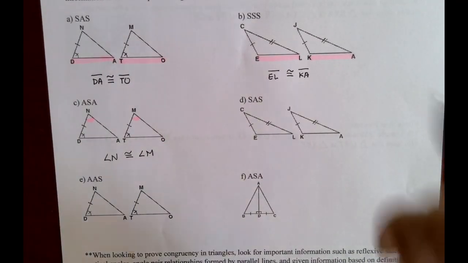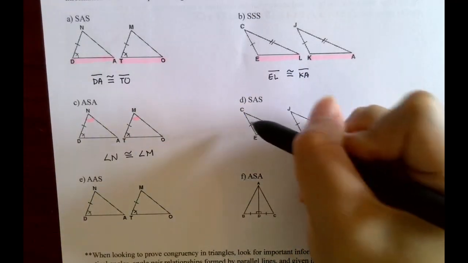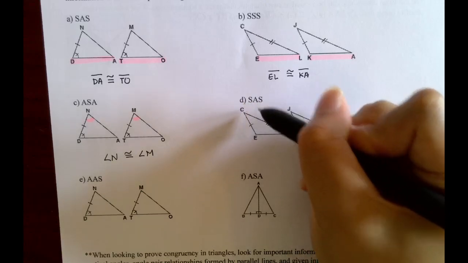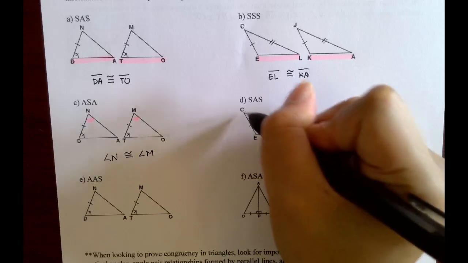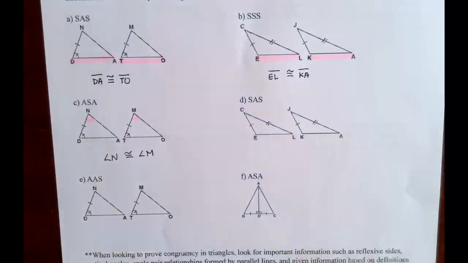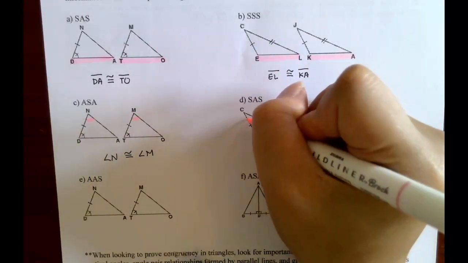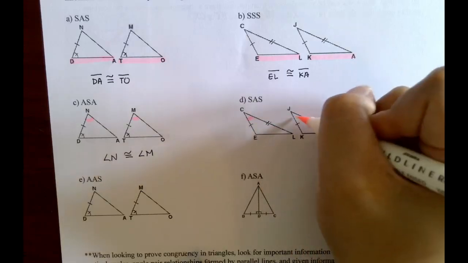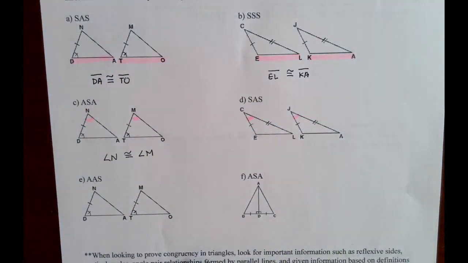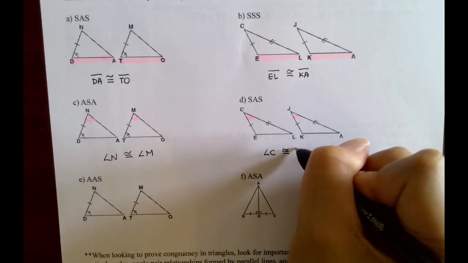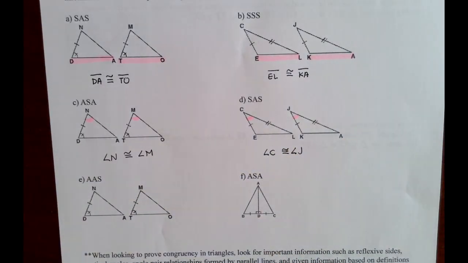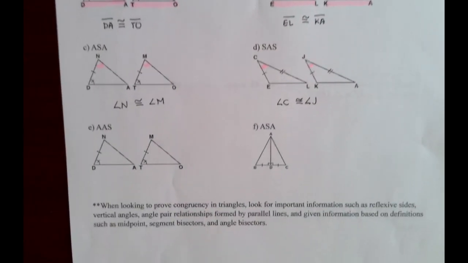Okay? This one here is side, angle, side. Note that the angle here is between the 2 sides. It's the included angle. So these are my 2 sides. The angle has to be the one in between them, the included one. So I'm missing this angle here. So that is angle C congruent to angle J. That's the other information I need, right?